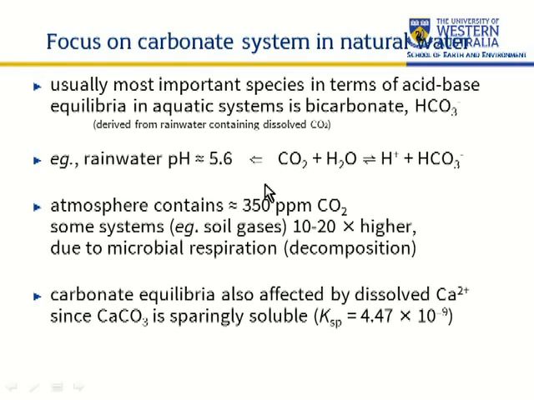in water. So the atmosphere, this slide is obviously a bit dated now. The atmosphere has now reached 400 parts per million CO2, but it's still true that the soil gases, for example, have much higher CO2 concentrations. And one of the main things affecting carbonate equilibria is the presence of calcium ions. So if the concentrations of both calcium ions and carbonate ions get high enough, then we precipitate calcium carbonate or calcite because it has a relatively low KSP value, about 4 by 10 to the minus 9, so quite a small number, not as small as some solids, but definitely small.